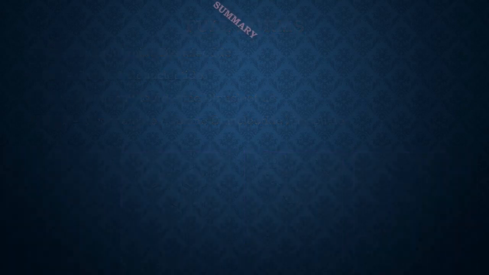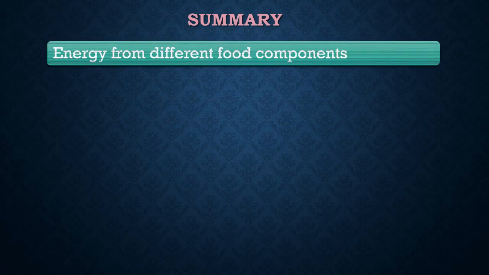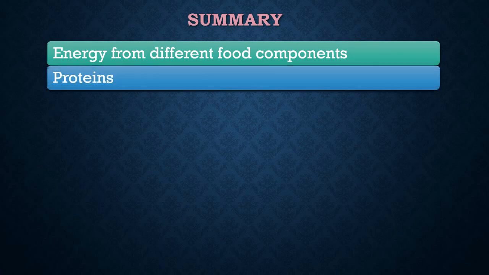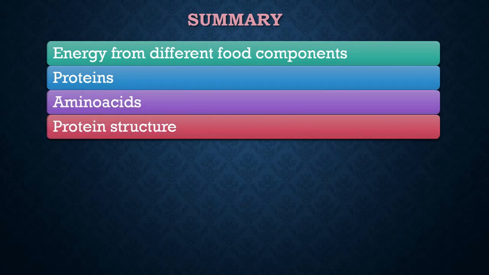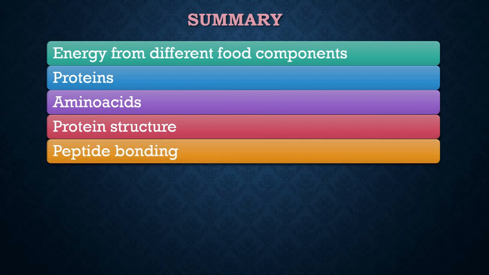Now it is time to summarize whatever we have learned in this module. First, we have learned that energy can be obtained from different food components like glycogen, etc. We have seen about proteins. Proteins are components that are made up of amino acids. Then we have seen about the protein structure. It consists of four divisions, that is primary, secondary, tertiary and quaternary structure. The protein structure is possible by the peptide bonding between the amino acids. Peptide bonding is the linkage between the carboxylic and amino group with the removal of water.